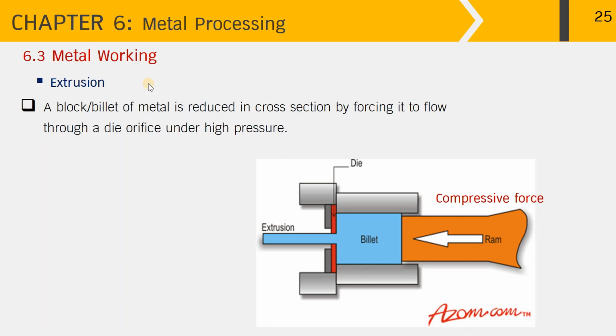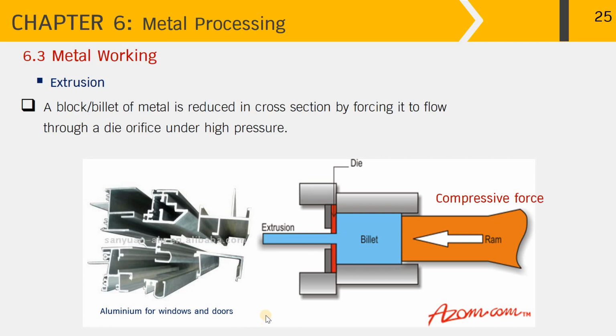The next metalworking process is extrusion. In the extrusion process, a block or billet of metal is reduced in cross-section by forcing it to flow through a die orifice under high pressure. If you notice in this picture, you can see that the billet is placed in the chamber. The ram forces the billet in the horizontal direction, making the billet flow through the die opening and make the extrusion with a smaller diameter in comparison to the billet itself.